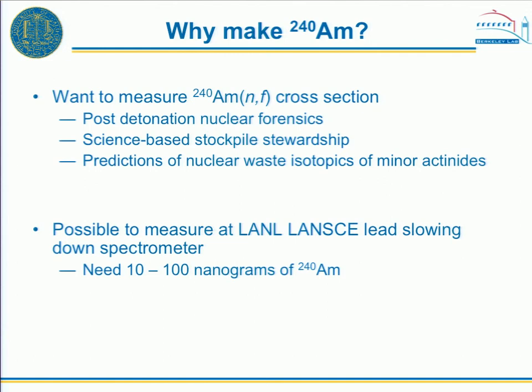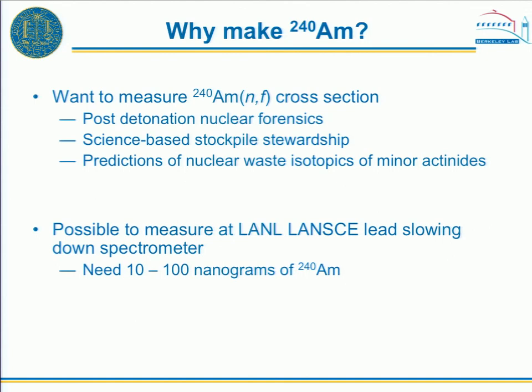However, one of the best places where this measurement can be done is at the Los Alamos National Laboratory's Neutron Science Center. They have a lead slowing down spectrometer. This lead slowing down spectrometer is very well suited for doing neutron-induced fission measurements on very small amounts of very radioactive target materials. It's been shown in the past that they can do measurements on as little as 10 nanograms of actinides for this type of measurement.